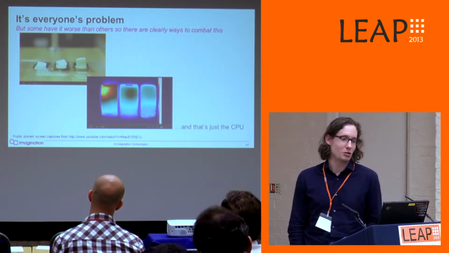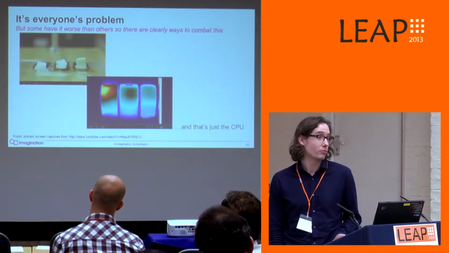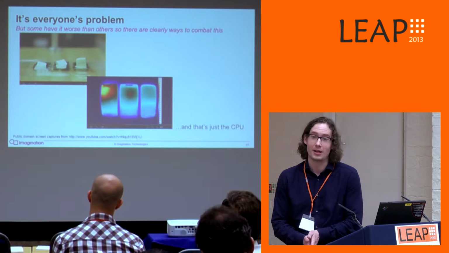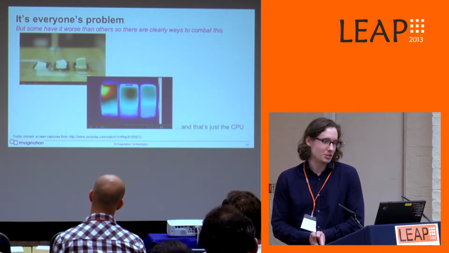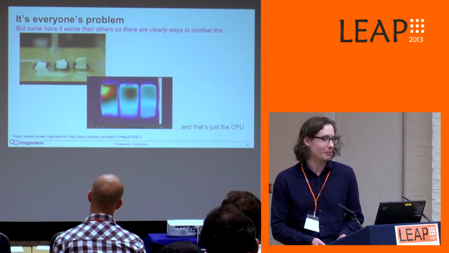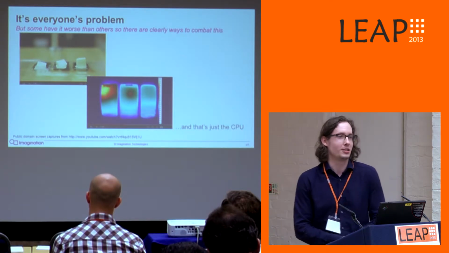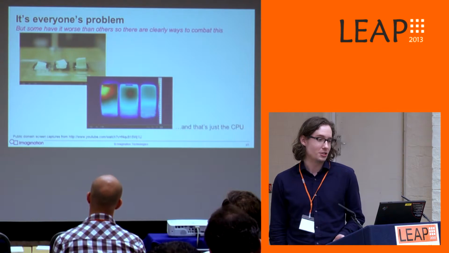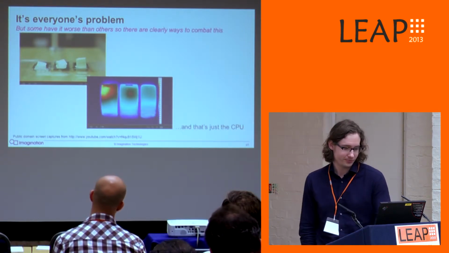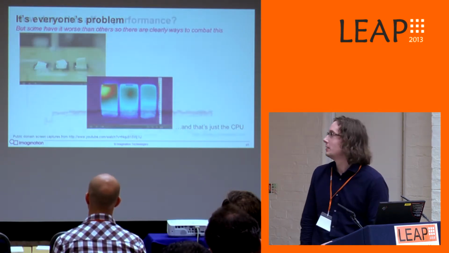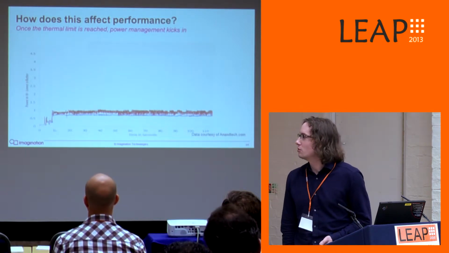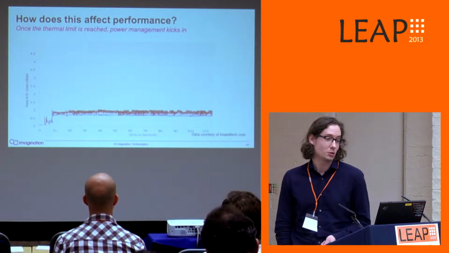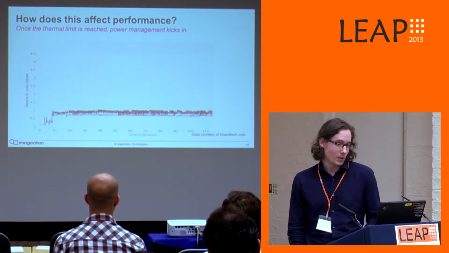For example, here's a YouTube video which shows 3 different mobile phones running a CPU benchmark. I believe it's Dhrystone. And as you can see over time, the mobile devices heat up to the point that you can actually melt butter. And some are better than others, but actually, this is everyone's problem. That's the CPU side.